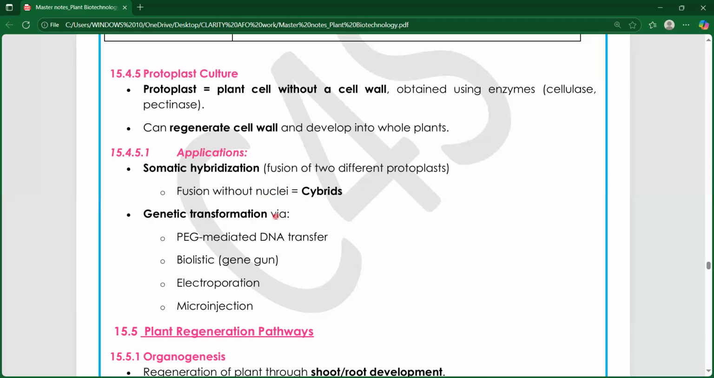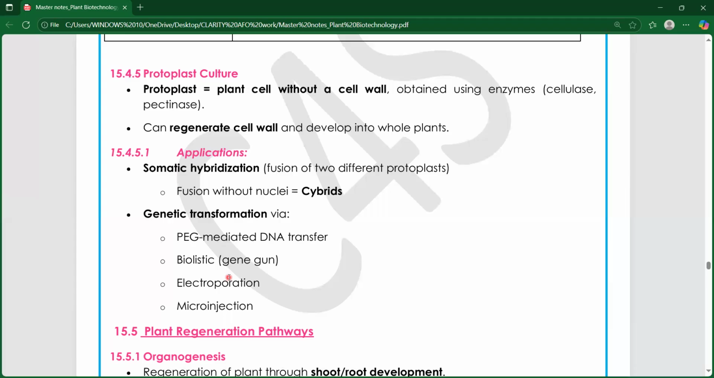Then the next application is genetic transformation. DNA can be introduced into protoplasts via PEG mediated DNA transfer. Then you can also go for the biolistic or gene gun method, then the electroporation method, then the microinjection method. So in this way we can also go for the culturing of the protoplast.